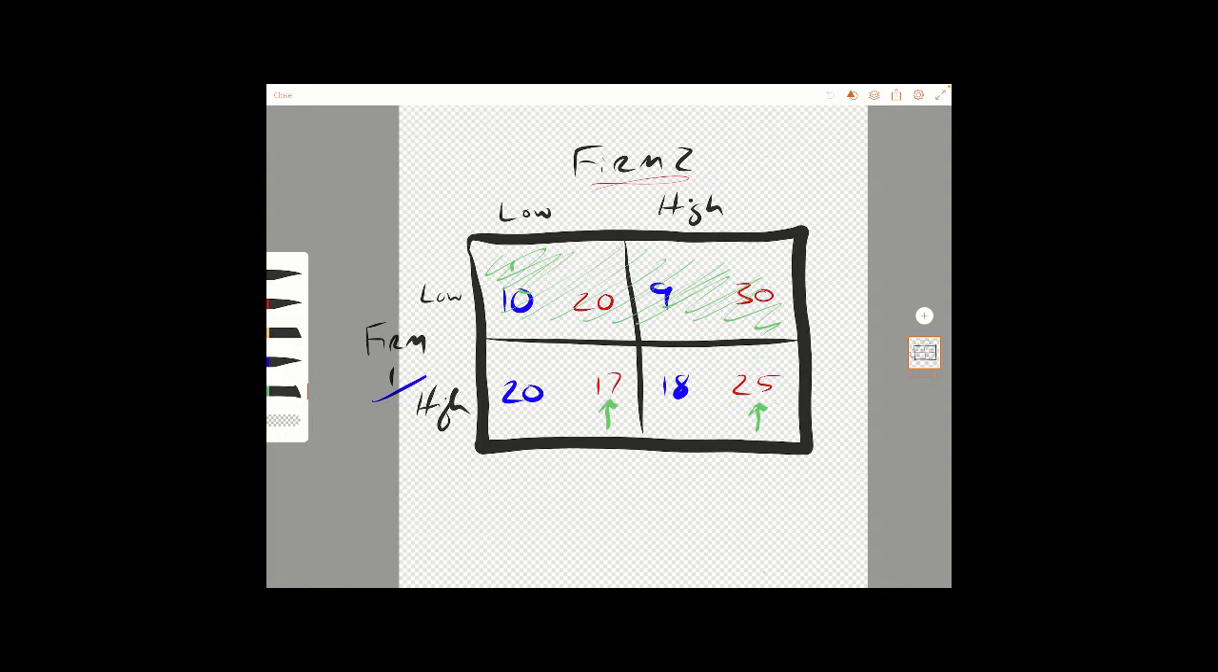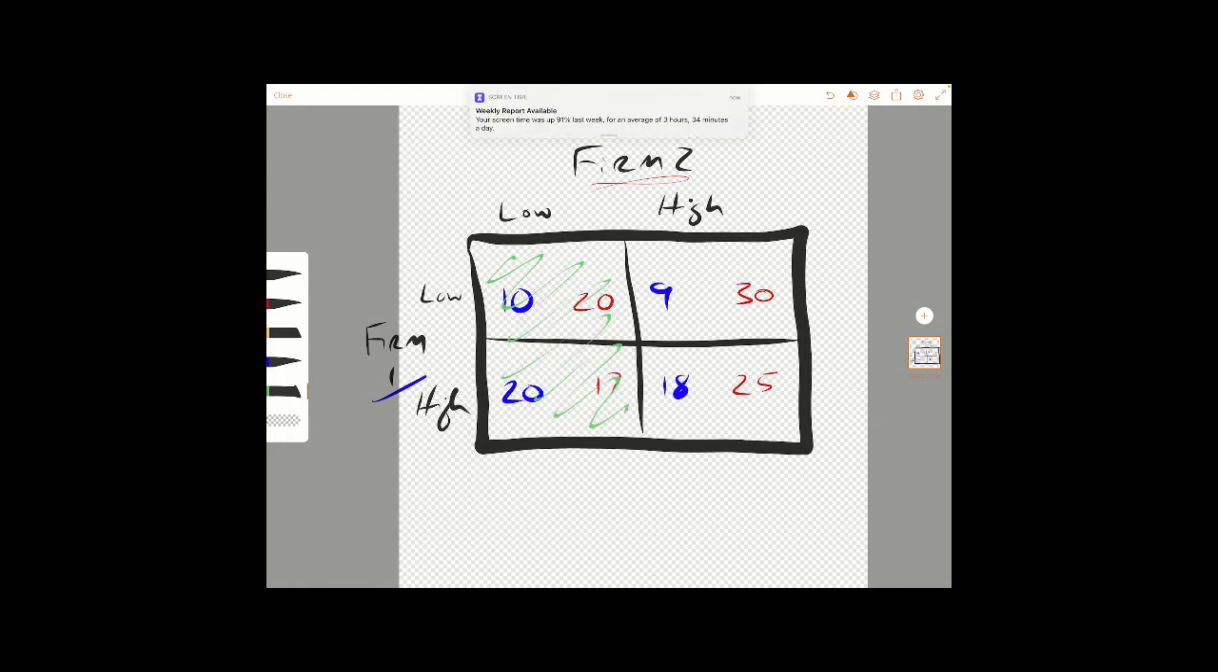Now let's see about firm 1. Let's go back here and say that firm 1 is trying to figure out what they should do. If firm 2 is going to produce a low output, in other words, we're going to get rid of all of this over here, firm 1 could produce low and have 10, or they could produce high and have 20. Clearly, the 20 is preferred.